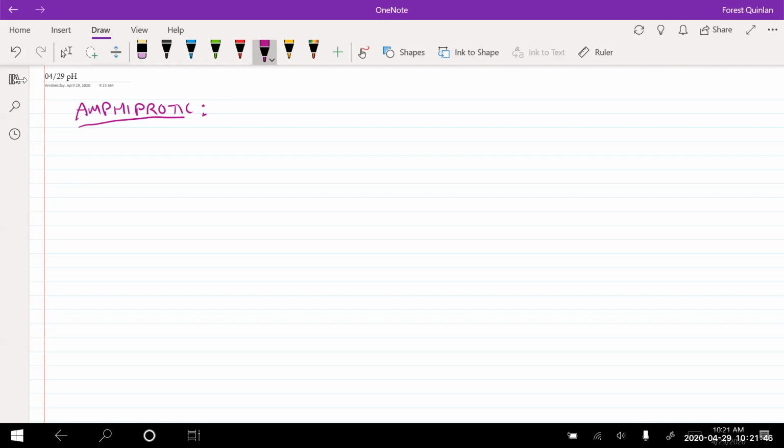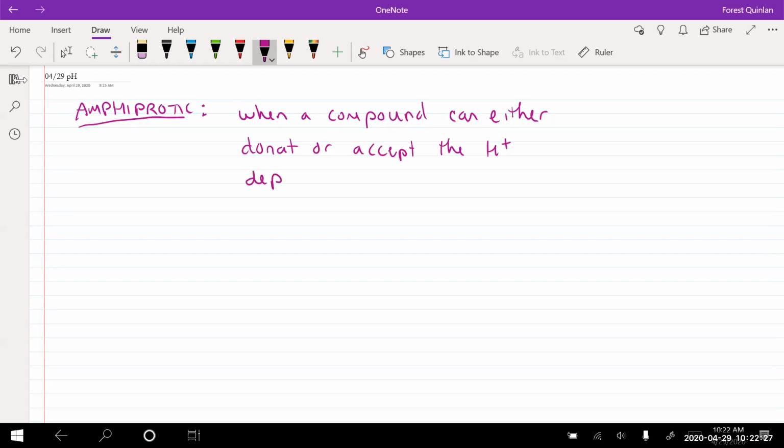If we think about it, we actually could derive what that means. Amphi, where have we heard that before? Amphibian. Yeah, amphibian. And that means both land and water. So that means it can do both. So here we have the word both, and we have protic, so proton. Really what this is, is when a compound can either donate or accept the H plus depending on conditions.